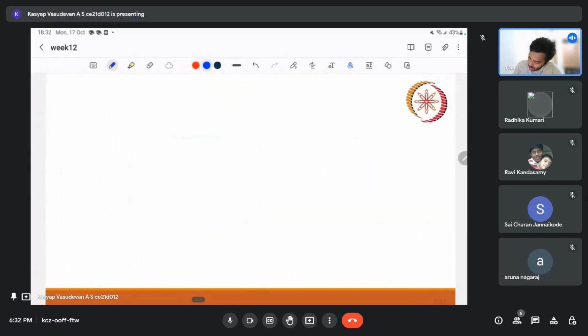So the total strut force for strut 1 is equal to R1 into 2, that is 85.07 into 2, that is 170.14.